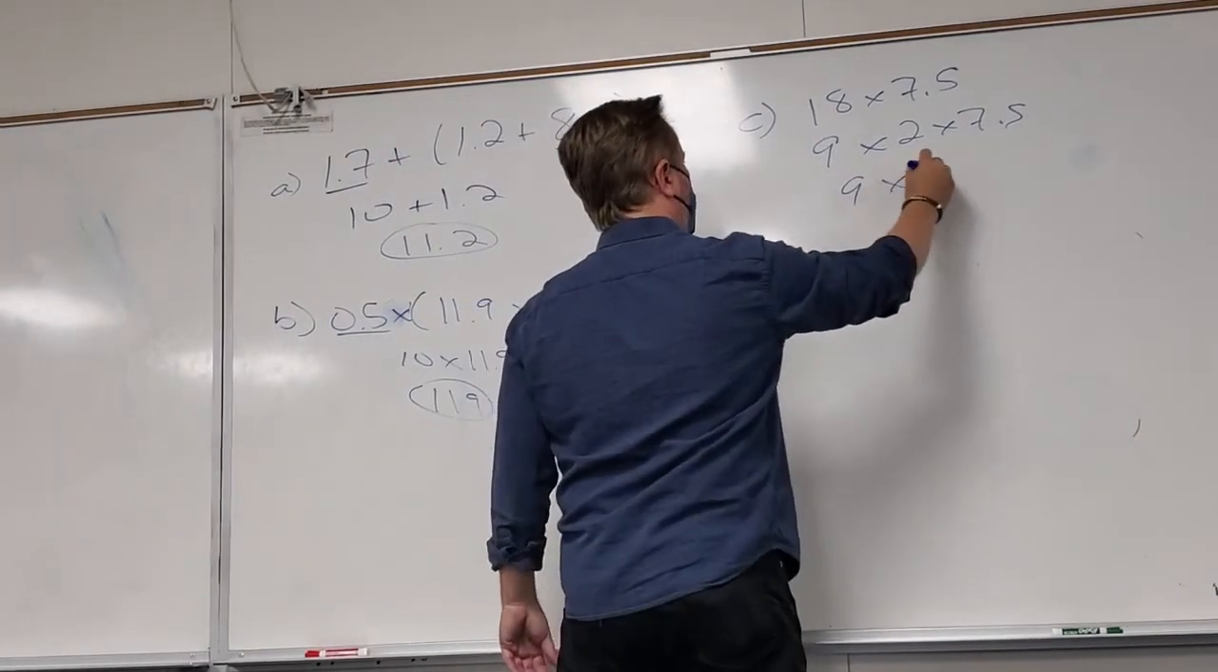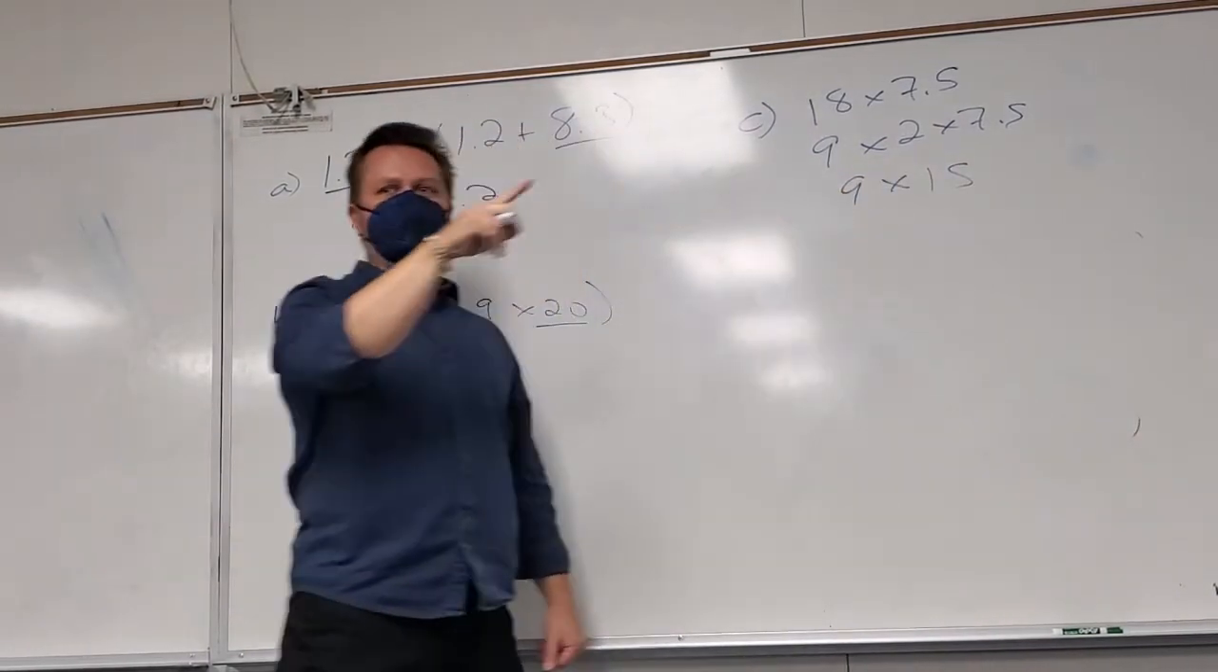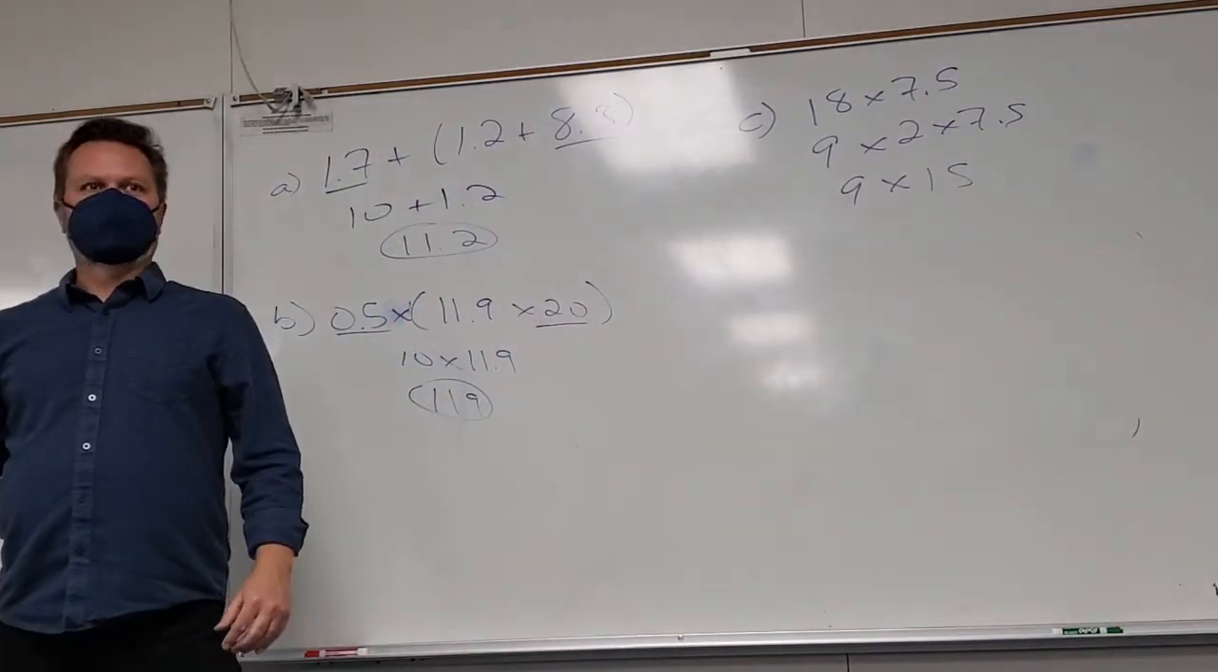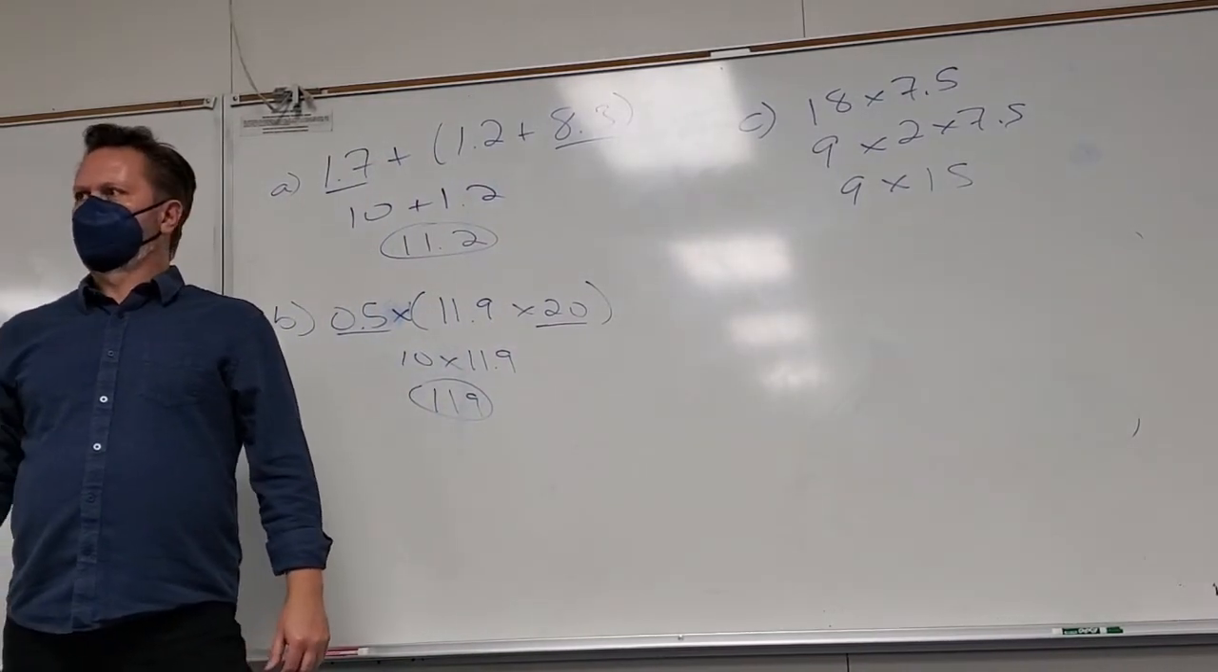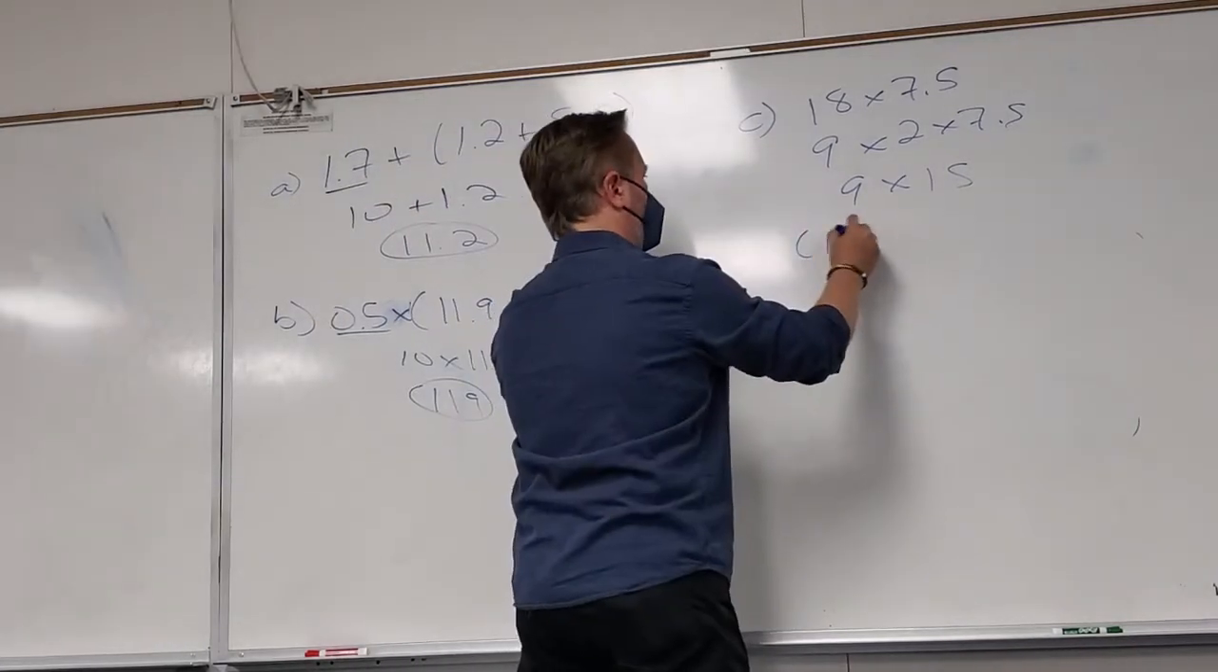So 9 times 15, and now what can I use for this? Another strategy. Make it multiplied by 10. Yeah, so you can make 9, 10 minus 1, right?